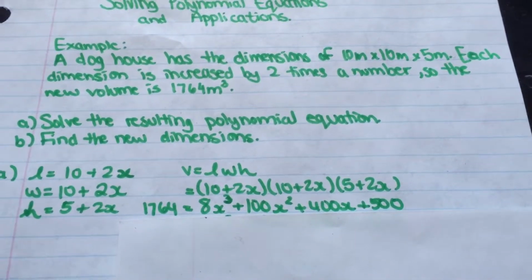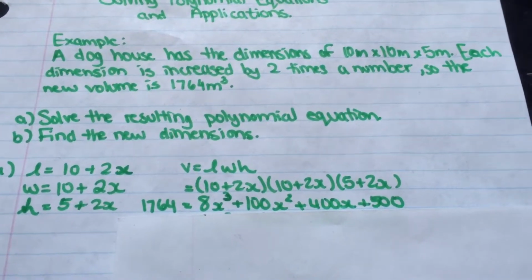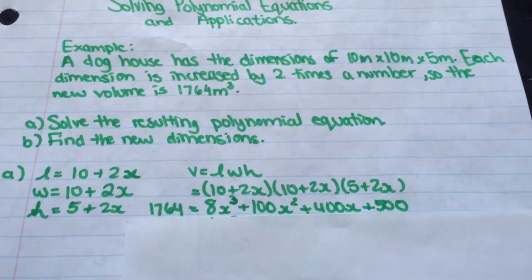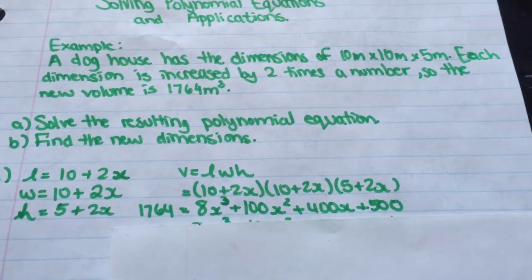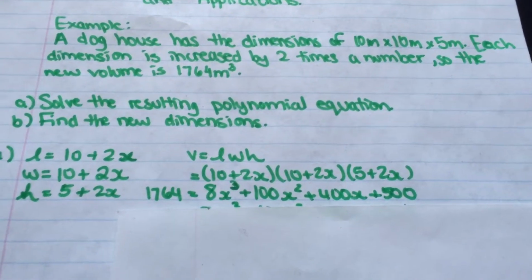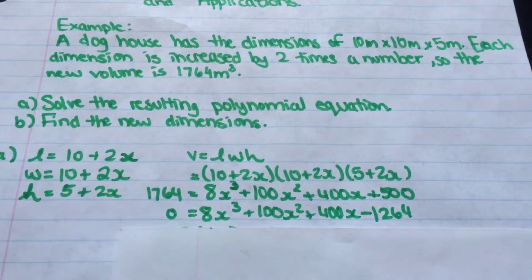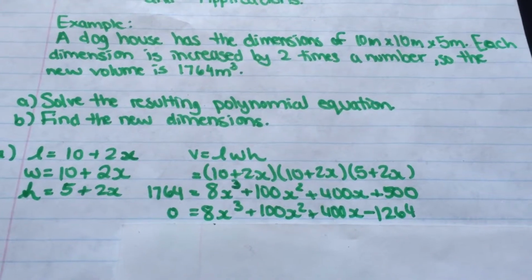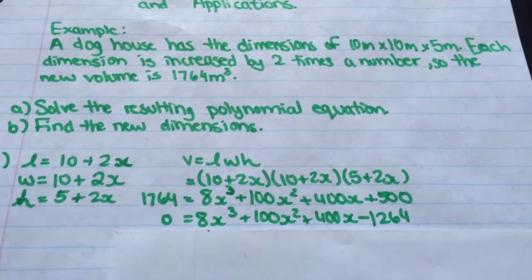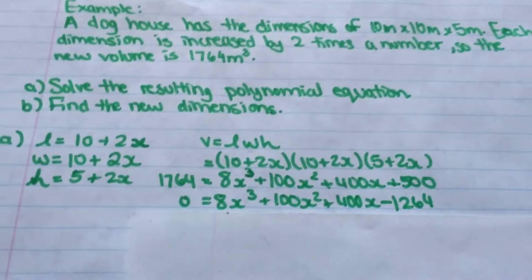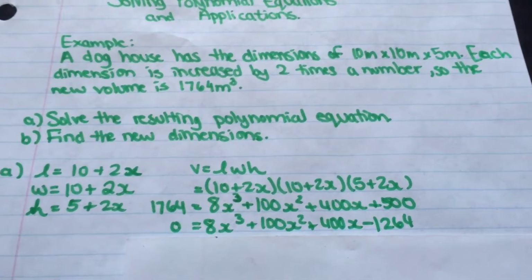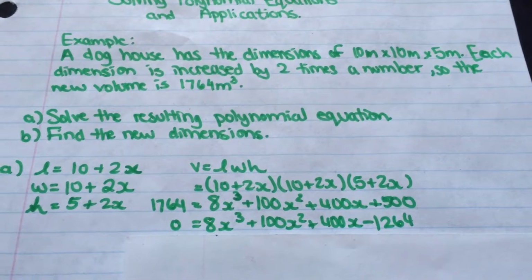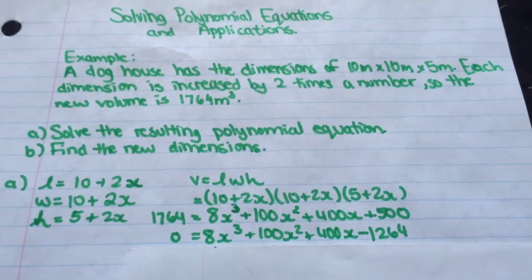It equals 8x cubed plus 100x squared plus 400x plus 500. So now we know that we have to move everything to one side of the equal sign. So we get 0 equals 8x cubed plus 100x squared plus 400x minus 1,264. Now we have to find a factor of the function that, when we plug it into the x values, we get 0 as the result.